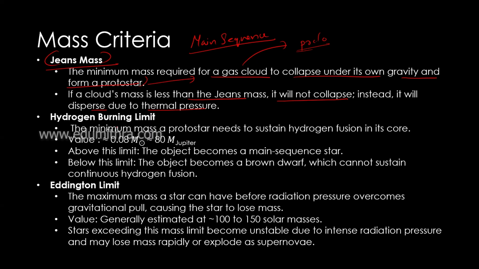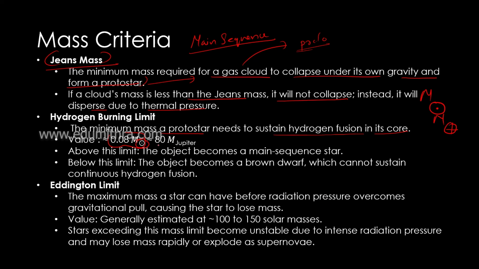Now what is the hydrogen burning limit? For a protostar to sustain hydrogen fusion in its core, it needs a minimum mass, and that minimum mass is 0.08 times the solar mass. This is an astronomy symbol meaning the Sun, because it looks like the solar system, while this other symbol means Earth. So M means mass of Earth, and M means mass of Sun. It's just another symbol.